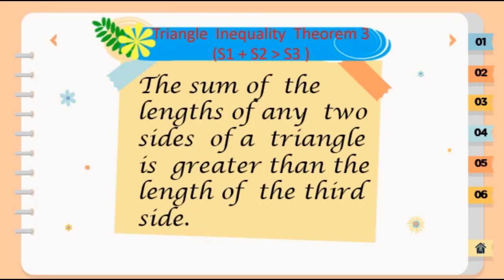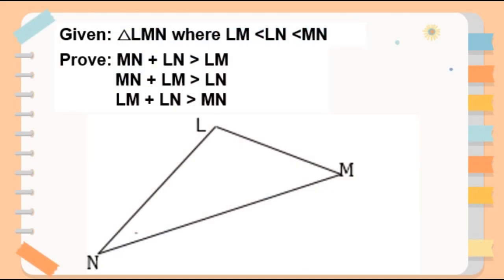Now let's talk about triangle inequality theorem number 3. This is the relationship of the sides of the triangle. The sum of the lengths of any two sides of a triangle is greater than the length of the third side. Example, given triangle LMN where LN is greater than LM but less than MN. Prove that MN plus LN is greater than LM, MN plus LM is greater than LN, and LM plus LN is greater than MN.